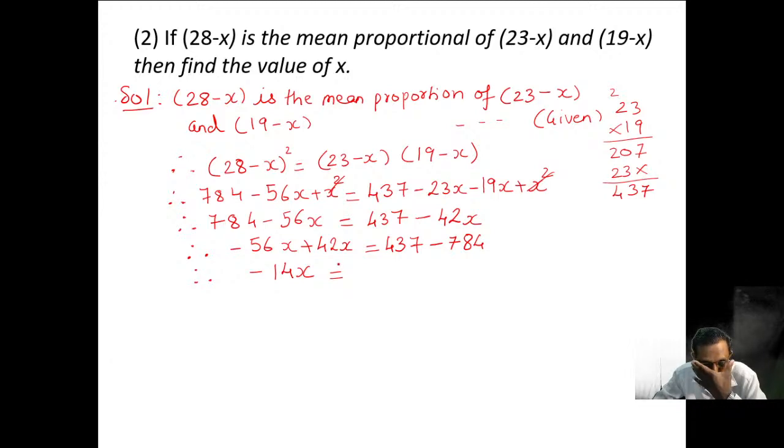minus 784. See, here we have got 437 with a positive sign, 784 with a negative sign. And when we have one positive and one negative number, what do we do? We subtract and we write the sign of the greater number. Let us see.